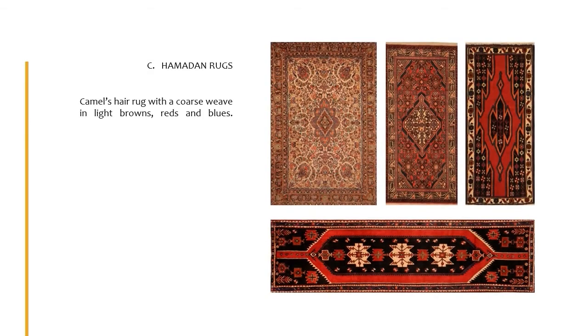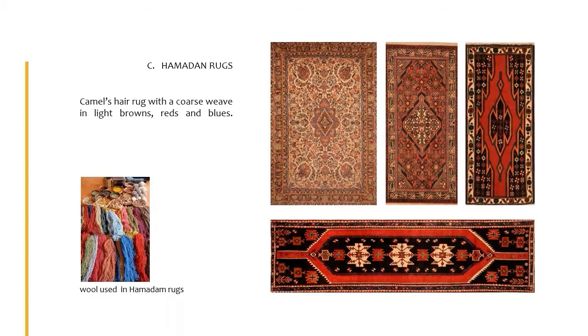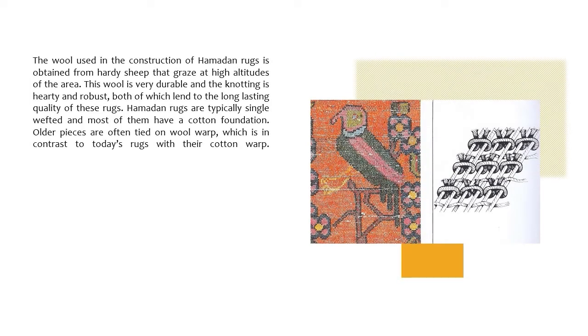Hamadan rugs. Hamadan rugs are camel's hair rugs with a coarse weave in light browns, reds, and blues. The wool used in the construction of Hamadan rugs is obtained from hardy sheep that graze at high altitudes of the area. This wool is very durable, and the knotting is hardy and robust, both of which lend to the long-lasting quality of these rugs.